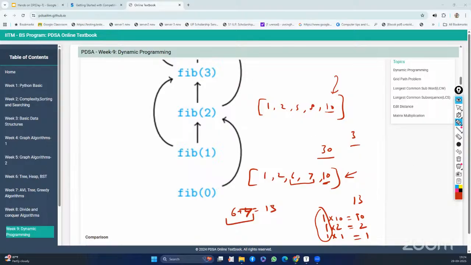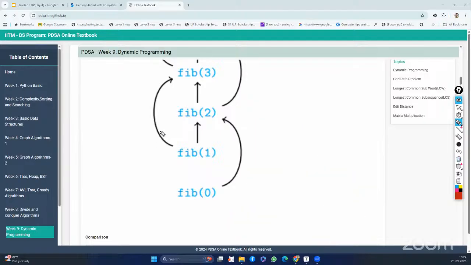So this is the greedy approach, and I have discussed the top-down with memoization approach, and the bottom-up with tabulation approach that I have also discussed.